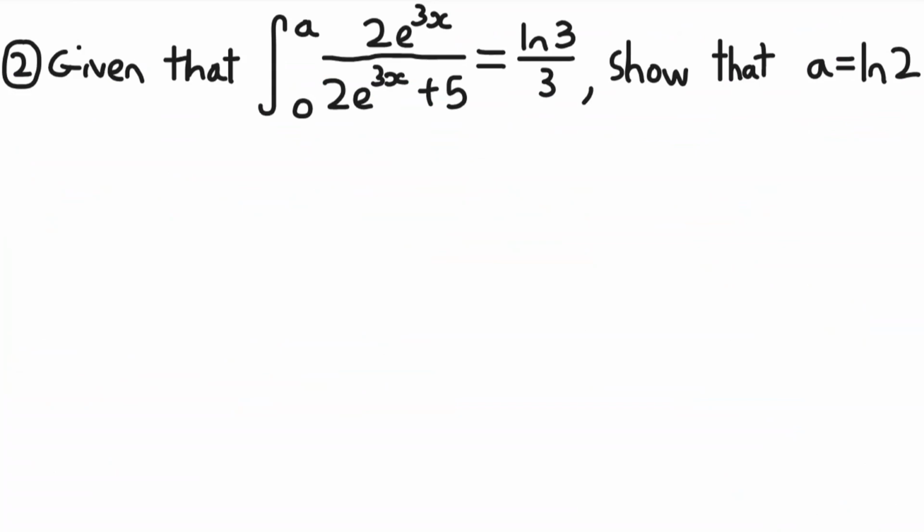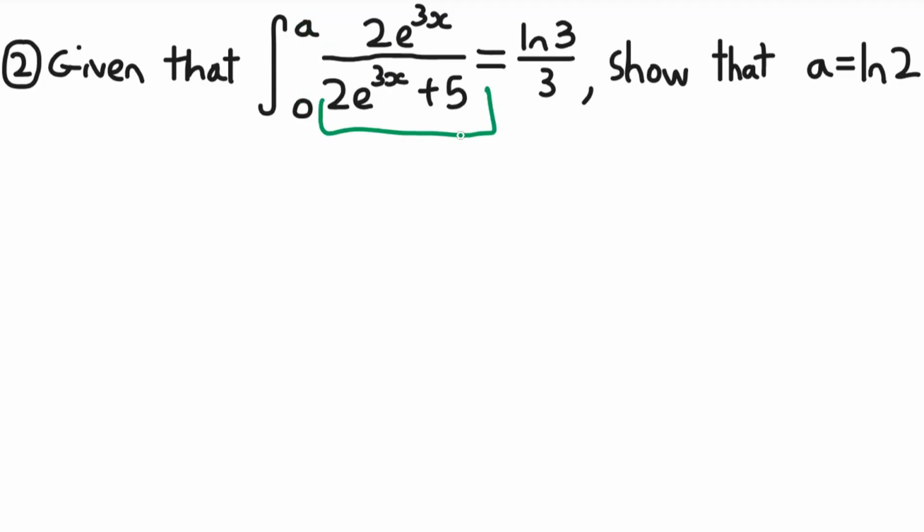And then for question 2, we're given that the integral between 0 and a of 2e to the power of 3x over 2e to the power of 3x plus 5 is equal to the natural log of 3 over 3, and therefore we need to show that a, which is this upper limit here, is equal to the natural log of 2. Now these limits we don't actually need to worry about at the start.